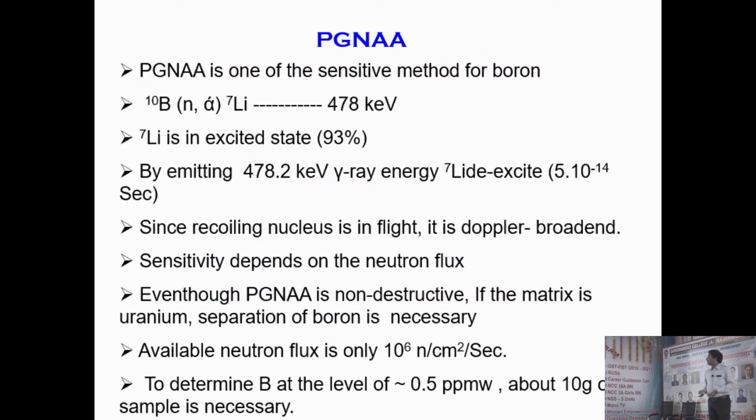I have given one example here. Suppose you want to determine boron in a liquid sample, where the concentration may be too low. Then we have to do pre-concentration and then go for PGNAA. From these counts we can determine the boron content, even 0.5 ppm can be determined. Because we are doing pre-concentration followed by PGNAA, even very low levels of boron content can be determined by this method.